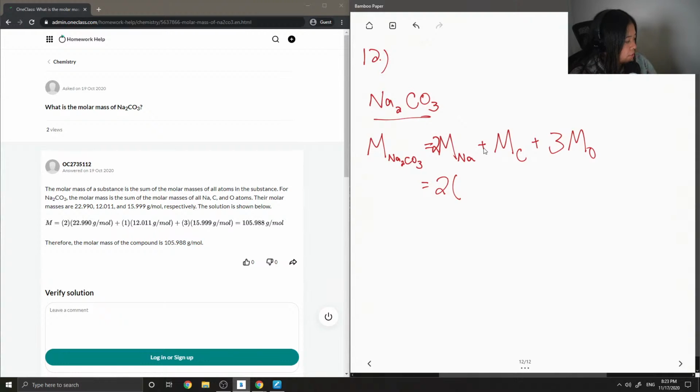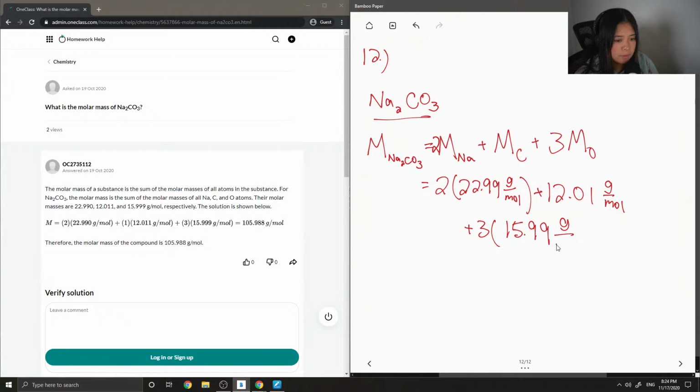So the molar mass of sodium can be found on the periodic table. It's just 22.99 grams per mole. Molar mass of carbon, 12.01 grams per mole. And the molar mass of oxygen is 15.99 grams per mole. So adding all these values up gives us a final molar mass of 105.99 grams per mole.